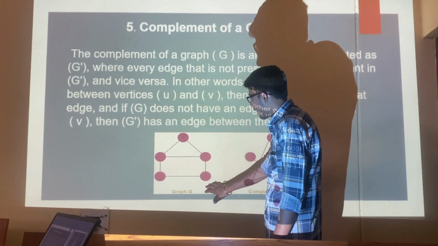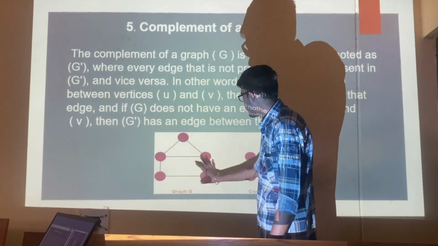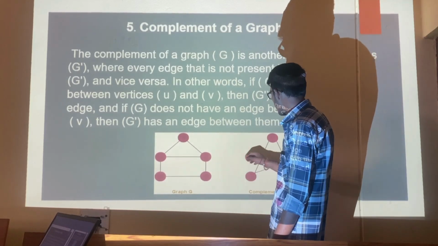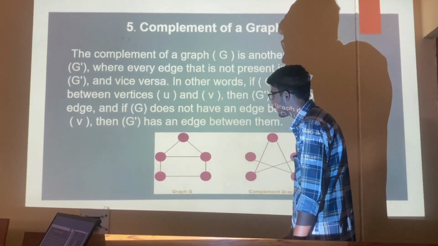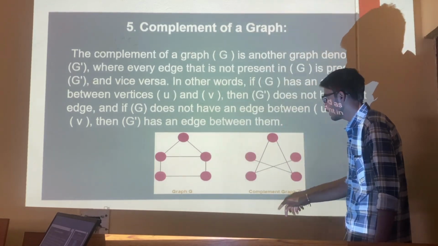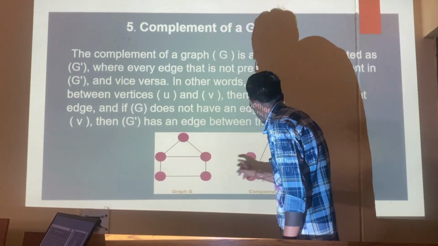In this graph G, we have these edges. If we want the complement of graph G dash, we have to take those edges which are not present in this graph. In this we do not have an edge from this to this, so we form this edge. Similarly, in this we do not have this, so we form this.